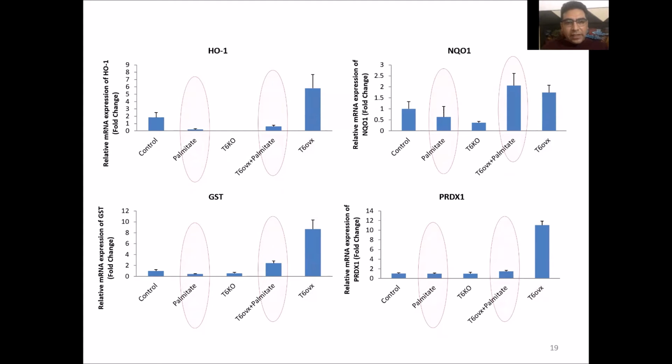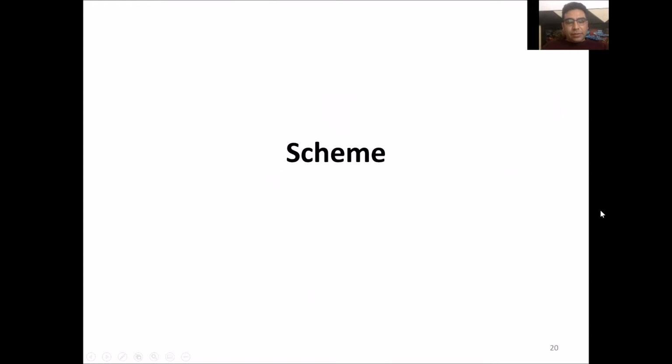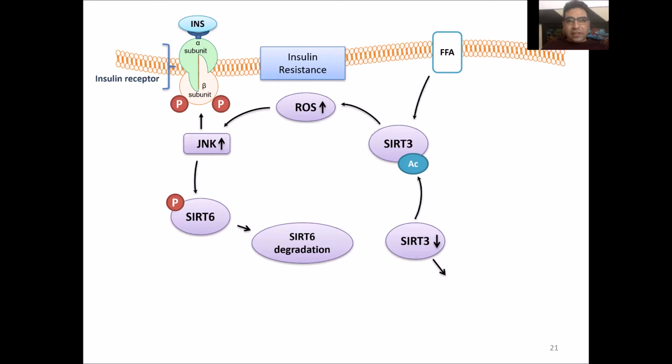Here we have seen that if there are high SIRT6 levels, the KEAP1 levels are reduced, and if there are low SIRT6 levels, there is more KEAP1 expression. Next slide. These are the markers for the mitochondrial proteins: HO1, NQO1, GST, and PRDX. Where there is more SIRT6 overexpression, these protein levels are also increased. When we give palmitate, the expression of these proteins is reduced. So the mitochondrial targets are inversely proportional to palmitate: when we give more palmitic acid, these targets reduce in level.